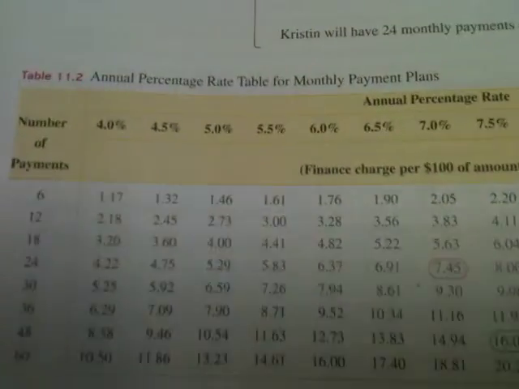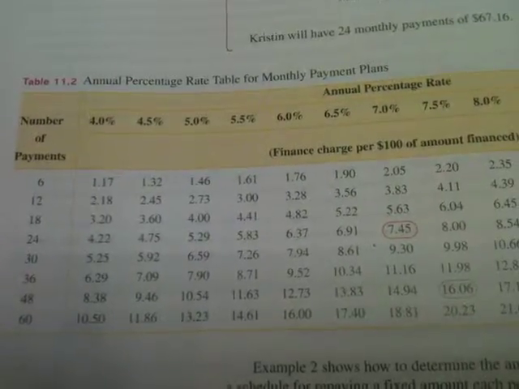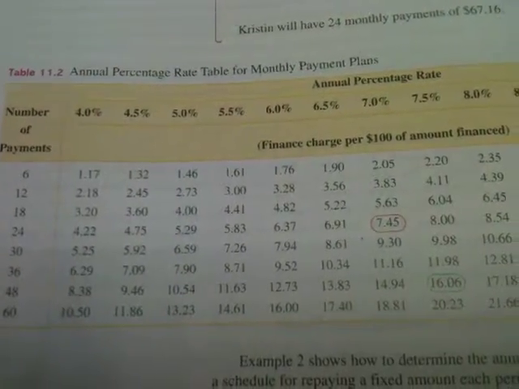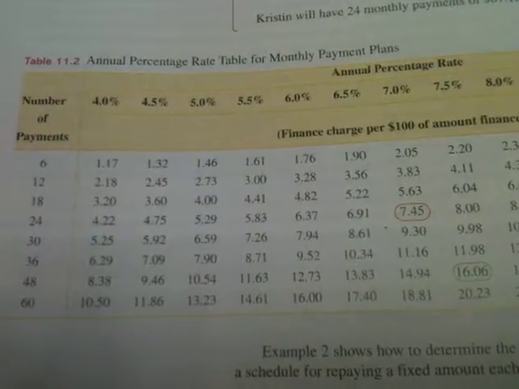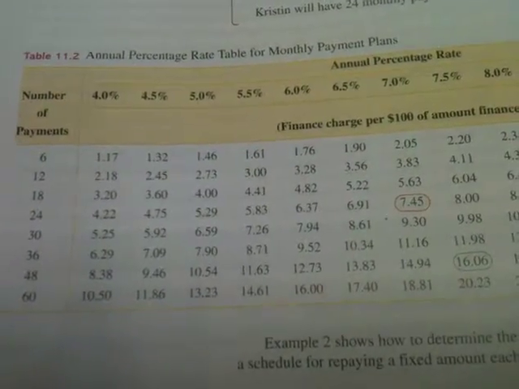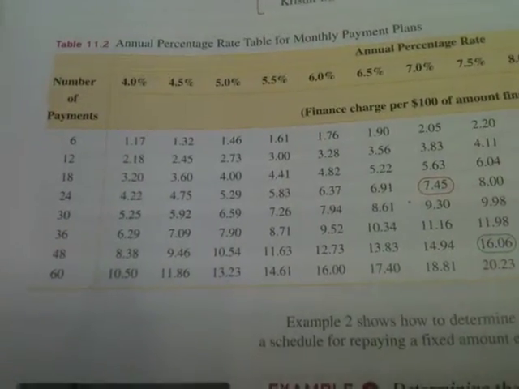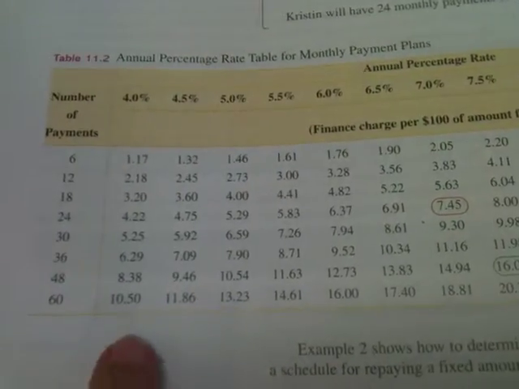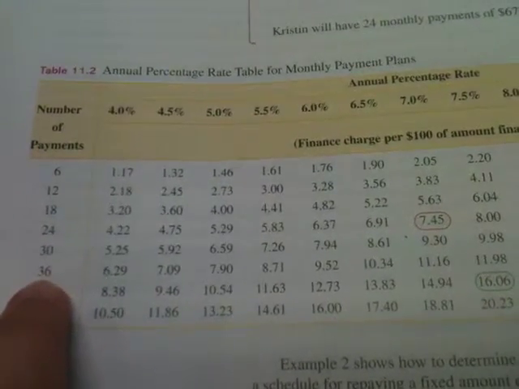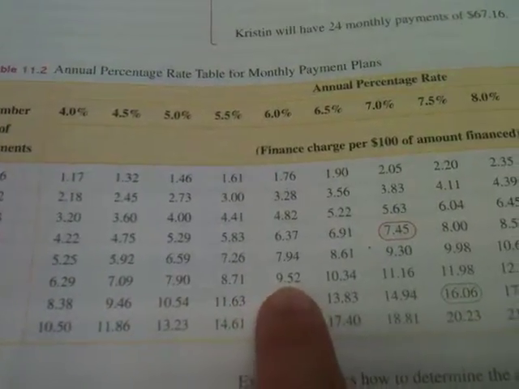This table should look something like this. It is an annual percentage rate table for monthly payment plans. This table will actually tell you the amount of finance charged for every $100 that you are financing. So notice that our individual is taking a loan out that is 36 monthly payments. So we do want to find the 36 payments. And scroll across until we match that up with the percentage rate.